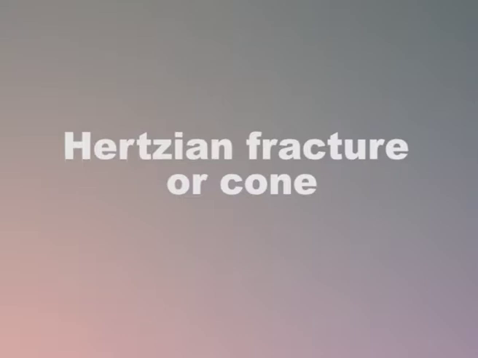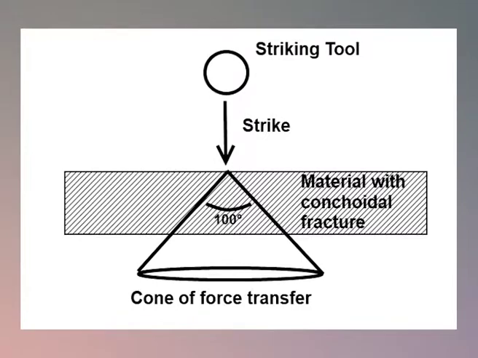Hertzian fracture or cone. Usually, the glass breaks by tension and not by compression. For example, when one pushes window glass, it begins to break from the back side and not from the surface where the force has been applied. It breaks under tension as the tensile strength of glass is always less than the compressive strength.